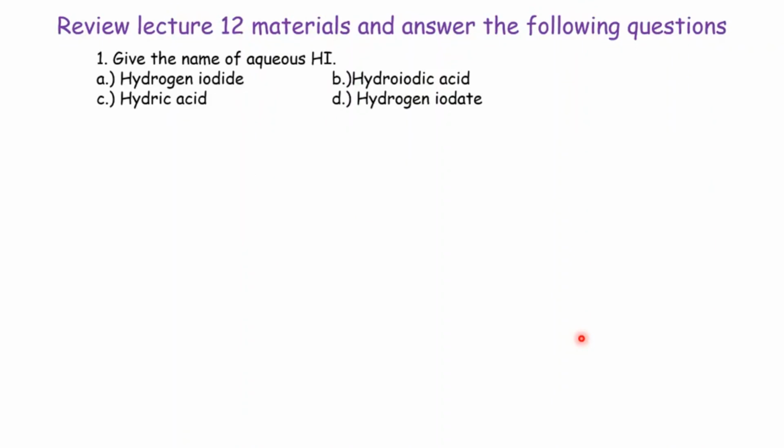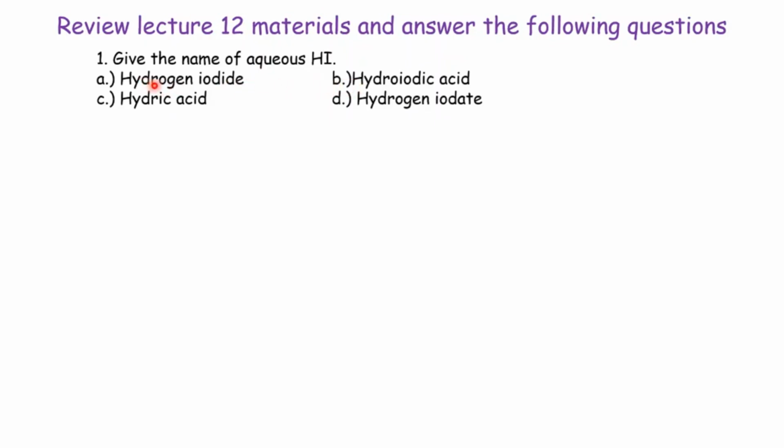This is the end of lecture 12 quizzes. So again, I will work on the first one with you guys. Give the name of aqueous HI. So obviously that's a binary acid. We should see the prefix hydro first. And if I look at those choices here, only B starts with hydro. And here you say that's also hydro, but that's actually hydrogen, so the hydro here is not a prefix, all right? So therefore B should be the correct answer.